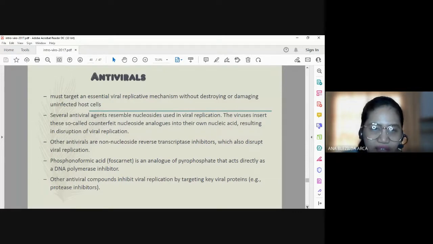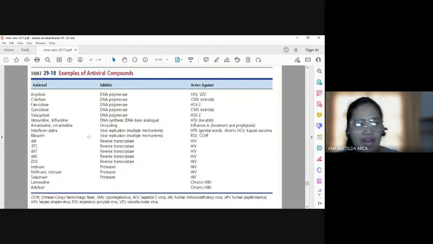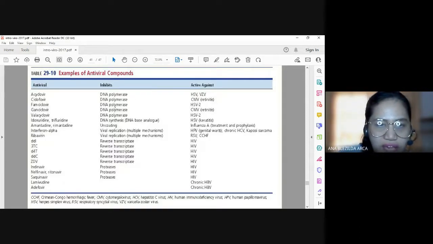So, for the antivirals, they can either target the replication of the virus or they can target the structure of the virus. So, meron tayong tinatawag na mga reverse transcriptase inhibitors that will disrupt the viral replication. You also have the foscarnet that will inhibit the DNA polymerase of the virus. So these are examples of the antivirals that will inhibit. So they can either inhibit the DNA polymerase, inhibit the uncoating, inhibit the replication, inhibit the reverse transcriptase, or inhibit the proteases. Okay, so those are examples of antiviral compounds.